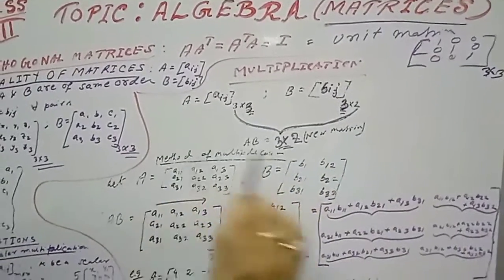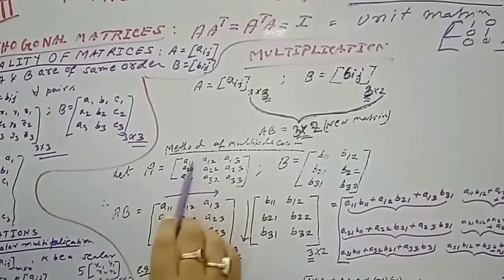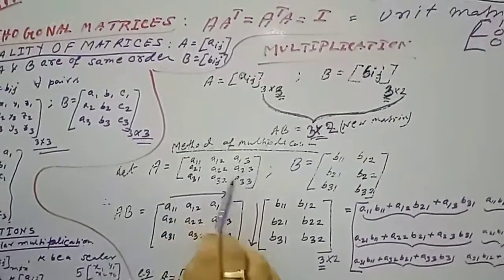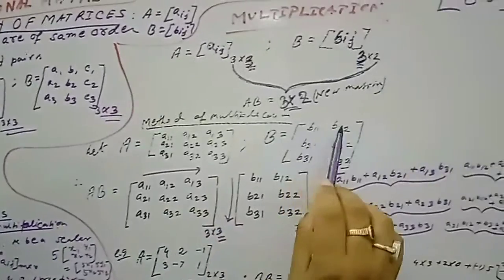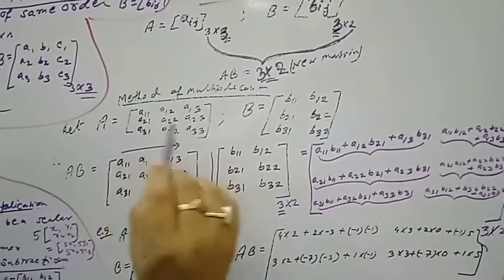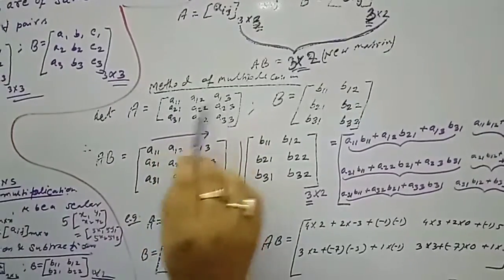Now what is the method of multiplication? A equals, say, a11, a12, a13, a21, a22, a23, a31, a32, a33. B, say, b11, b12, b21, b22, b31, b32. Now let us see. In A, how many rows are there?